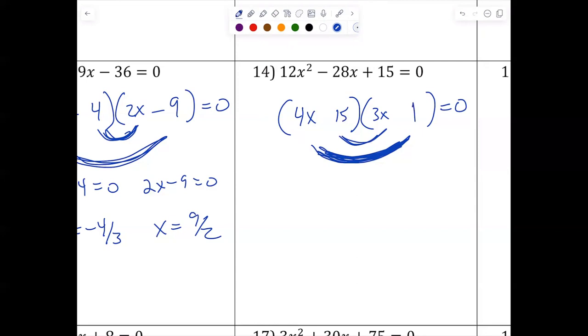Instead of 4 and 3, we have to make it now what? Let's try 6 and 2. 6x and 2x. Now, is that okay with everybody? All right, now where do I want the 5 and where do I want the 3? Where does the 3 have to go? It has to go on the right because 3 can't go with 6.